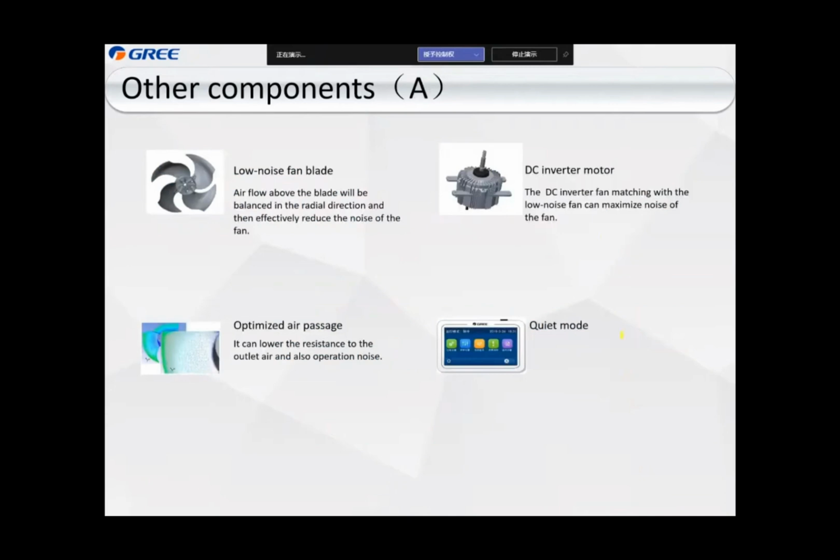And the next is the A series. For the A series we adopt a low noise fan blade. We have a newly designed fan blade and DC inverter motor, and an optimized air passage. This one is the controller, a touch screen tab, and we have a quiet mode that we can set. All this is the equipment for the A series. For the A series, not only is the compressor DC, but the fan motor is also a DC inverter fan motor, so the efficiency is very, very high.